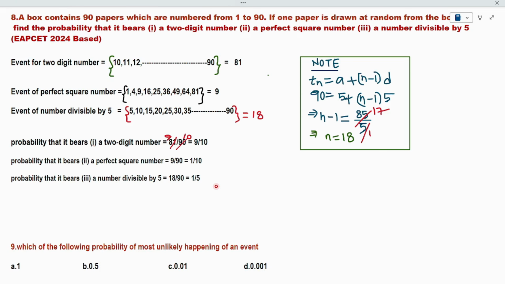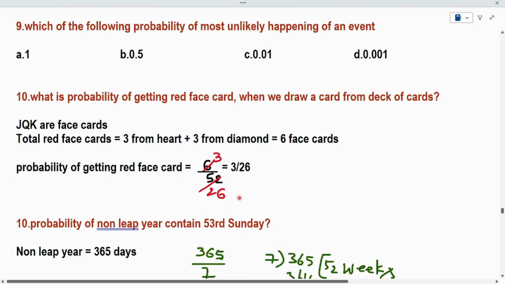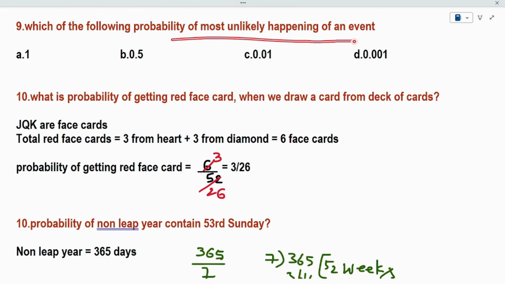In this manner, we have to solve the problems. Which of the following probabilities describes the most unlikely happening of an event? In the previous class, we have already learned that probability always lies between 0 and 1. If the probability is near 0, this is unlikely to happen.